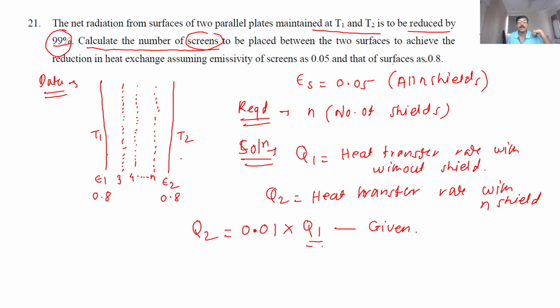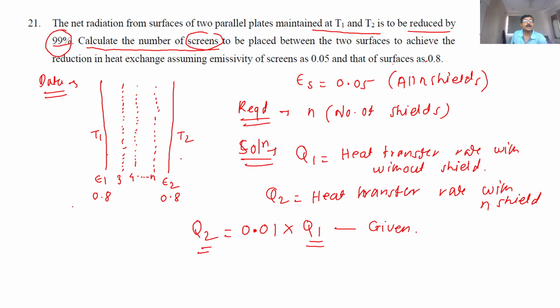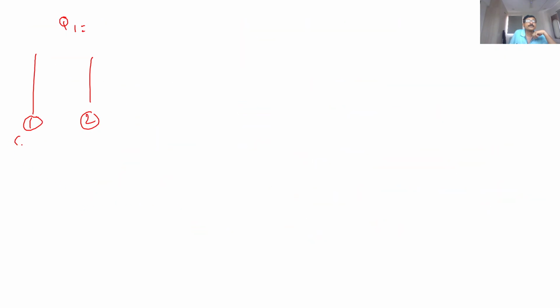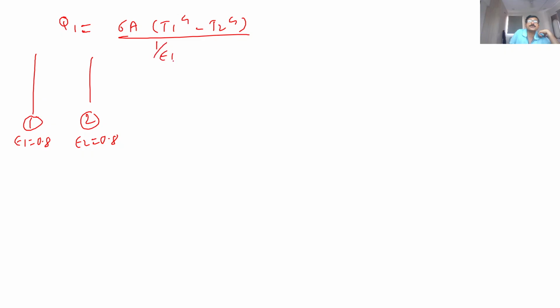So first we will calculate Q1 and then we will go for Q2, and there is a relationship between Q1 and Q2. So what is Q1? Q1 is without shields, which means there is only surface 1 and surface 2, no shields. Epsilon 1 is 0.8, epsilon 2 is 0.8. So Q1 is equal to sigma A (T1 raised to 4 minus T2 raised to 4) divided by (1 by epsilon 1 plus 1 by epsilon 2 minus 1).